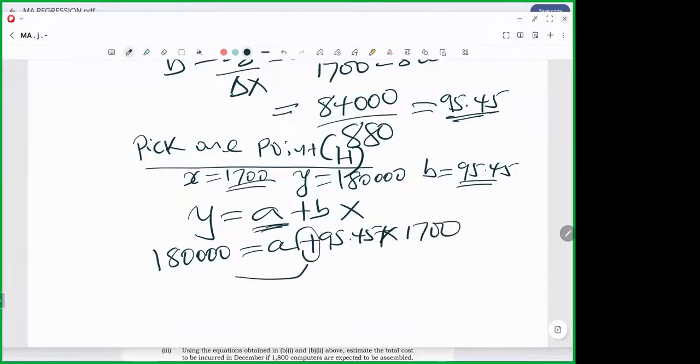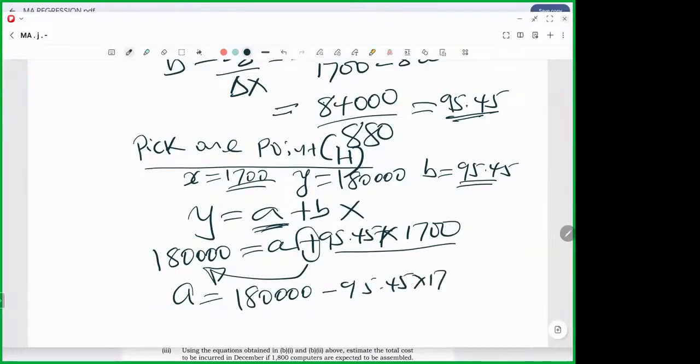So please take this to the other side. Then A will be 180,000 minus 95.45 times 1700. Why am I saying minus? Because it's plus, so on the other side it will be a minus. Is there anybody who is able to help me here? What are we able to get, my friends? According to Connex, 177.31. It doesn't matter whether you use the low point or the highest point. At the end of the day, we shall get the same answers.